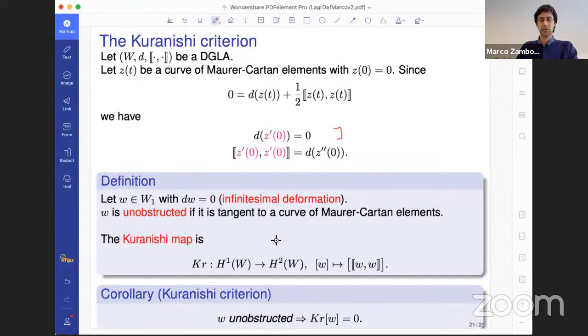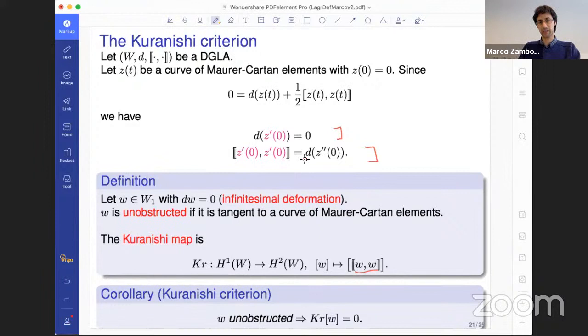Here I wrote it as a map between the cohomologies in degree one and degree two, but you can write this map, of course, also for closed elements, for cocycles. This map is quadratic. It sends the class of a one-cocycle omega to the following: you take the bracket of omega with itself, which is not necessarily zero because omega has odd degree, and then you take its cohomology class. The Kuranishi criterion says that if a first order deformation is unobstructed, then the Kuranishi map applied to that first order deformation is zero. This is actually just the content of the second equation here. If w is the velocity of a path of Maurer-Cartan elements, then the bracket must be exact.